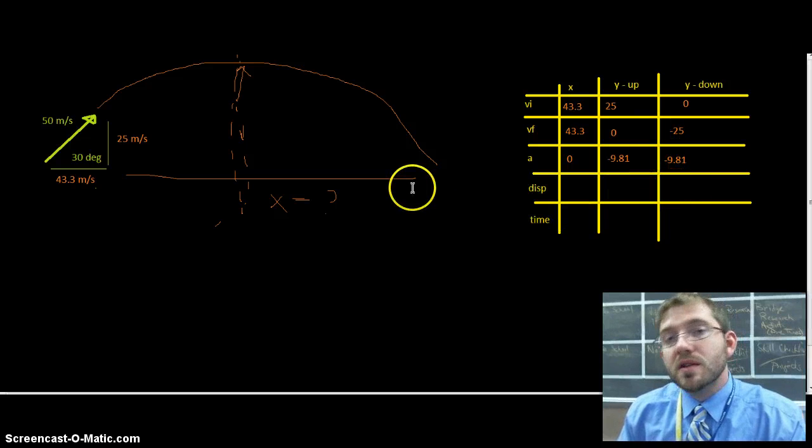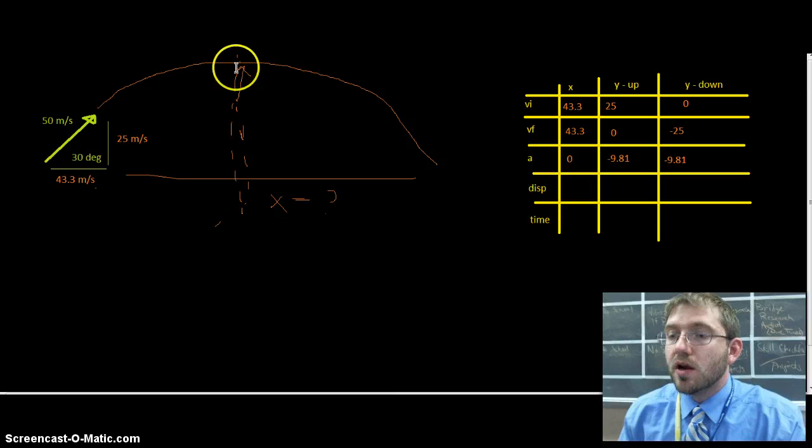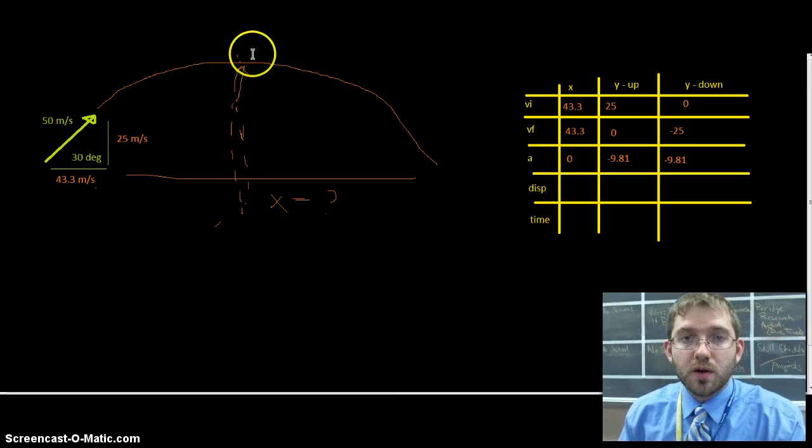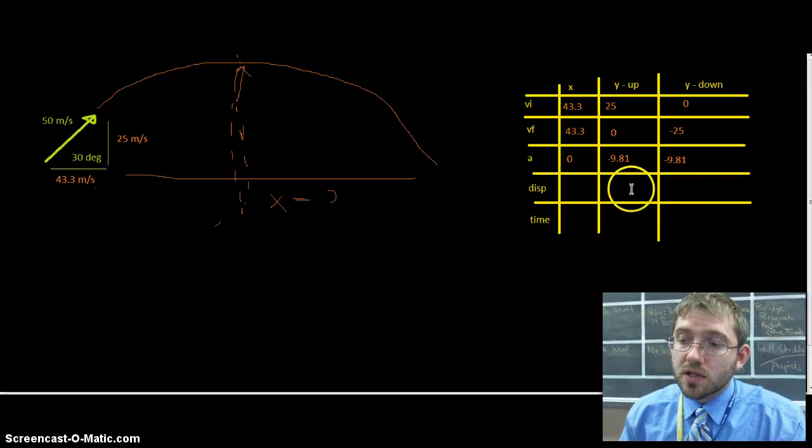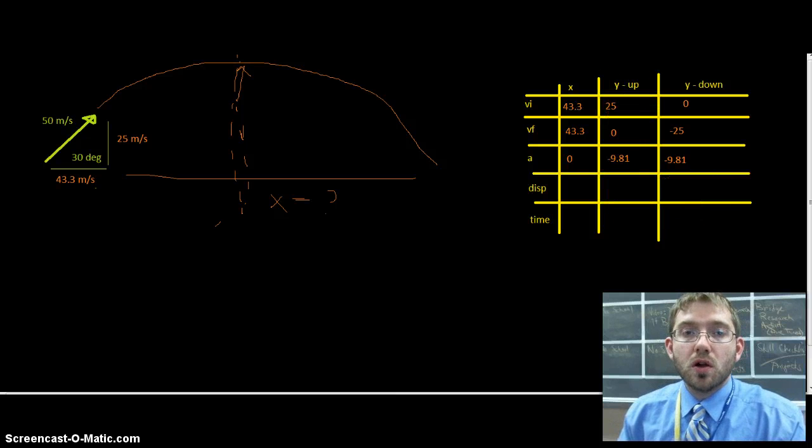Again, looking at my table, I don't know how high up this thing goes into the air, nor do I know how long it takes to go up. Likewise, I don't know the distance down or how long it takes to go down. And I'm ultimately wanting to know how far it goes in the horizontal direction. The way you do this, you look at these things one column at a time.